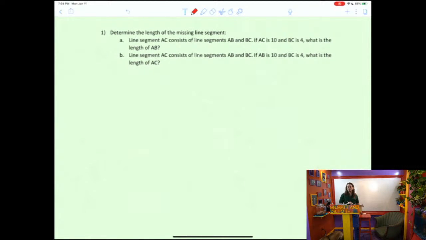So number 1, we want to determine the length of the missing line segment for parts A and B. A says line segment AC consists of line segments AB and BC. If AC is 10 and BC is 4, what is the length of AB? B asks line segment AC consists of line segments AB and BC. If AB is 10 and BC is 4, what is the length of AC? So I'll give you 3 minutes, and 1 minute in, I'll start to solve to give you some hints.